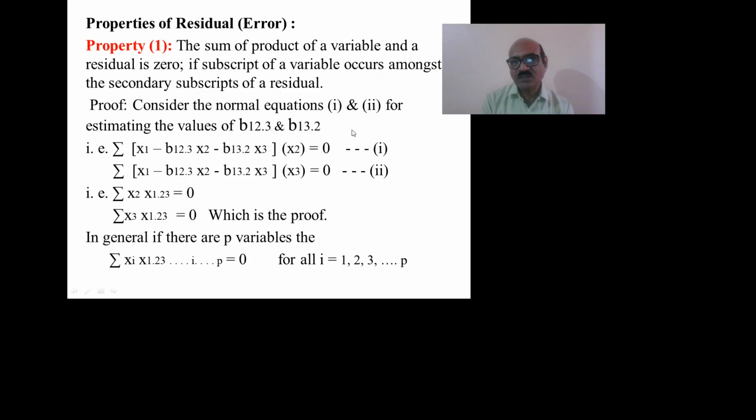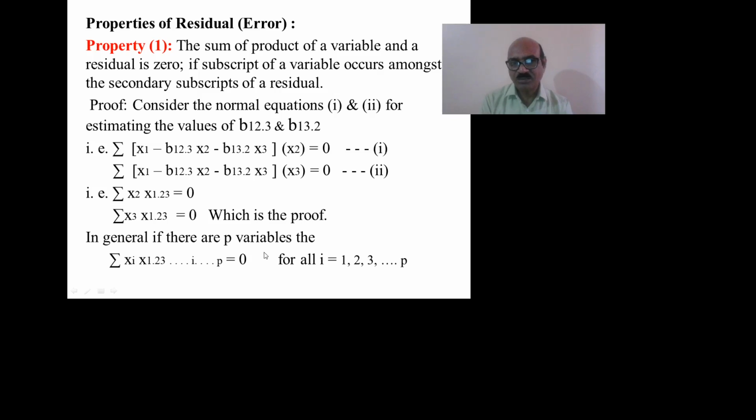Consider the normal equations B first and second for estimating the values of b12.3 and b13.2. Already we have seen this in the derivation of the expression of the plane of regression of x1 on x2 and x3. So these are the two normal equations I have written here. Just I will multiply: this square bracket will be x1.23, this is again x1.23, so this x2 into x1.23, and this is x3 into x1.23. So the product will be 0, and hence the property.